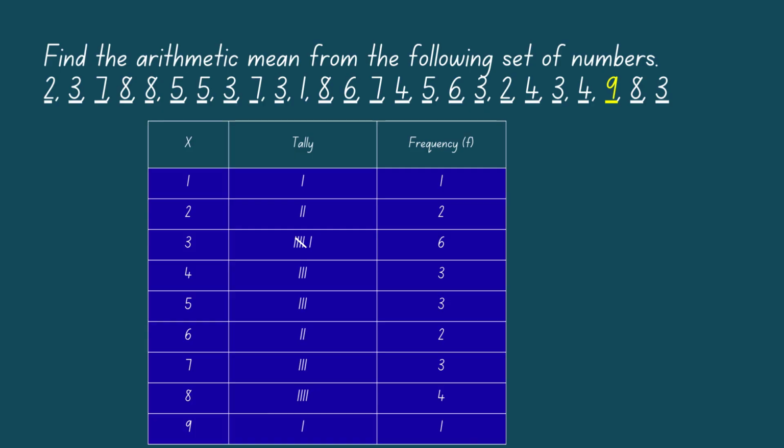In this way, we have all the tallies against each of the numbers. Then all we have to do is count the tallies and write the numbers in the column marked as frequency. In this way, we have our frequency distribution table, which shows all the numbers and how many times each of these numbers is repeating. This method will help us to make a frequency table to calculate the mean more easily.